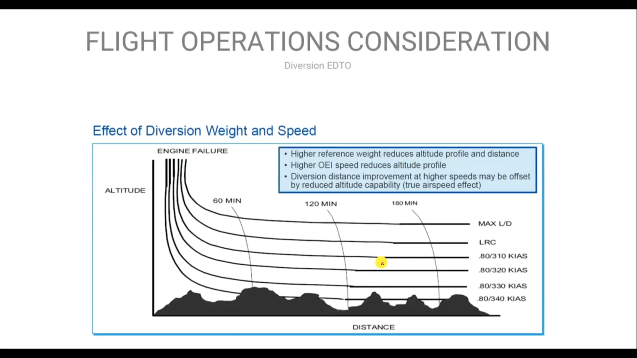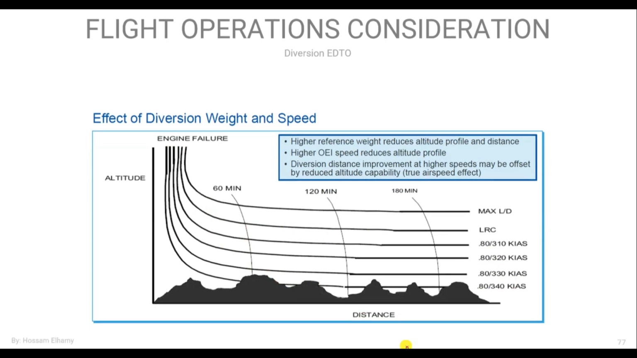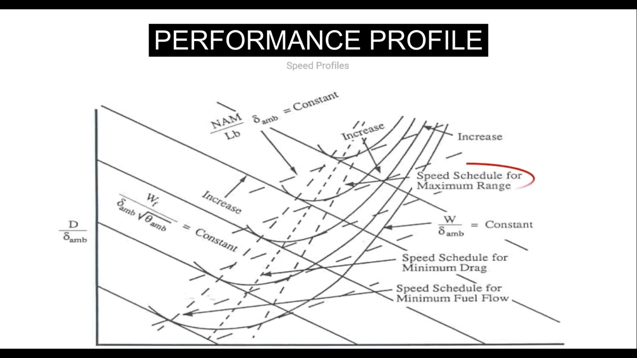If you are moving down, just pay attention. If you're moving down and your aircraft speed is increasing, that means you're going at a higher rate and you're getting into the obstacle. Just pay attention to that. Eventually, if I want to keep the performance measures of my aircraft, you need to follow one of these three trends: either a speed schedule for maximum range, a speed schedule for minimum drag, or a speed schedule for minimum fuel flow.